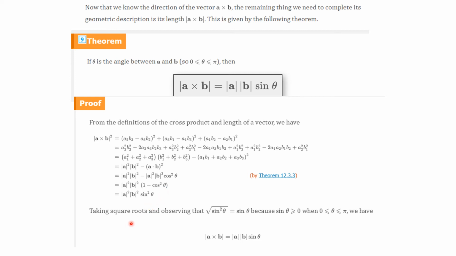Now we take square roots, and we observe that the principal square root of sine squared theta is equal to sine of theta, not plus or minus, because sine of theta is greater than 0 when we're between 0 and pi. So we now have proven the theorem. So now we know the magnitude of the cross product. We already know the direction from the right-hand rule.